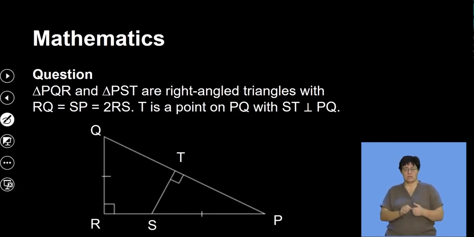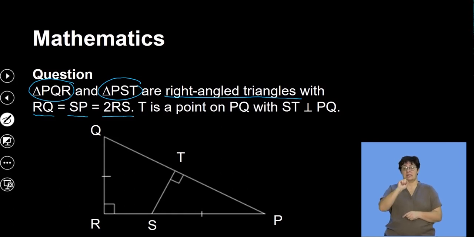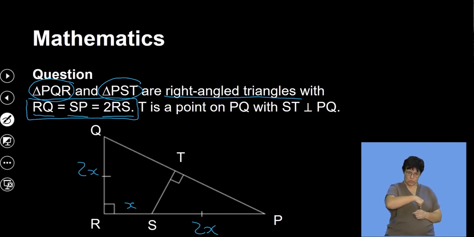So they are saying PQR and PST, the two triangles, are right-angled triangles, right? With RQ being equal to SP, which is equal to 2RS. So what will I do? I will then say, let my RS be x. It makes QR, or my RQ, to be 2x, and it makes my SP to be 2x as well, you see. So already I've added that information. It was not there on the diagram, but I'm adding it because they told me that RQ is equal to SP, which is equal to 2RS.